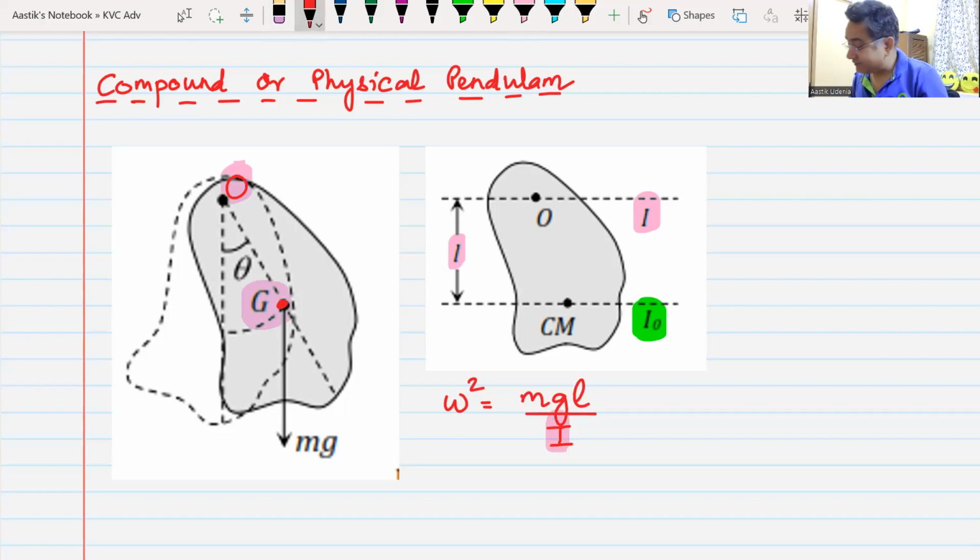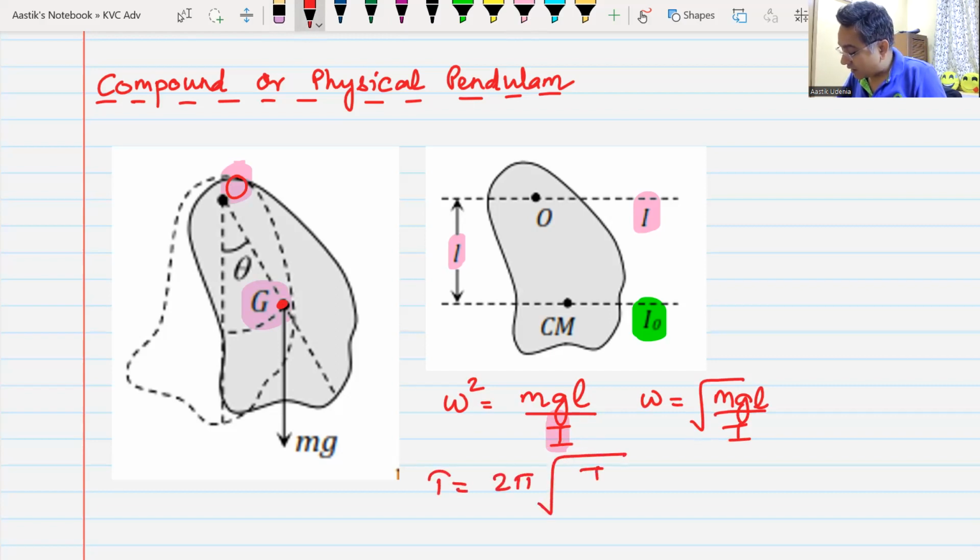Do we understand this I? This I is same as that I. So your omega becomes root over mgl by I, where I is the moment of inertia about the axis about which it is pivoted. Time period of pendulum will become 2 pi root over I upon mgl.